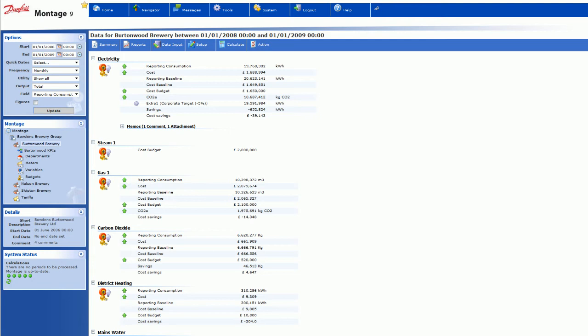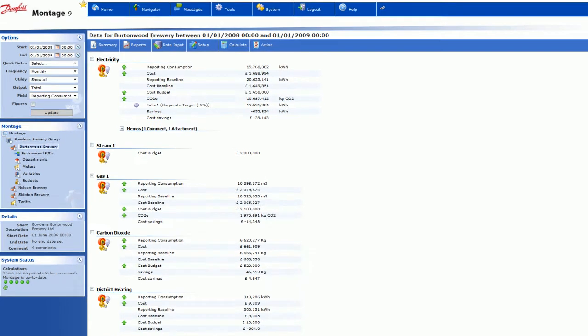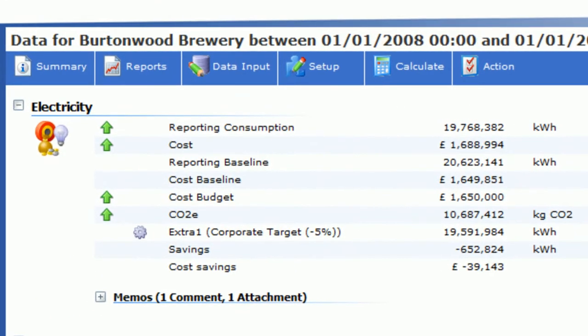All of the information that you see on the right hand side of the screen is customizable by the user. So when we look at electricity, I have particularly requested that I want to see the following calculations from reporting consumption, cost, some baselines, right through to quickly identifying what my level of cost savings were for my utility management program on this particular site.